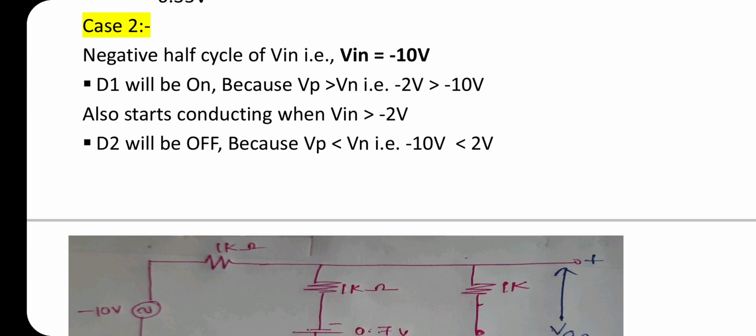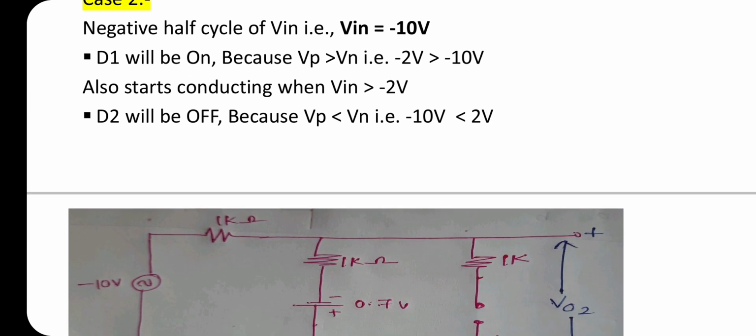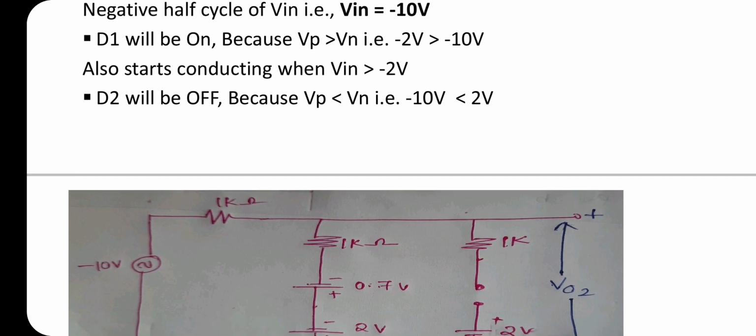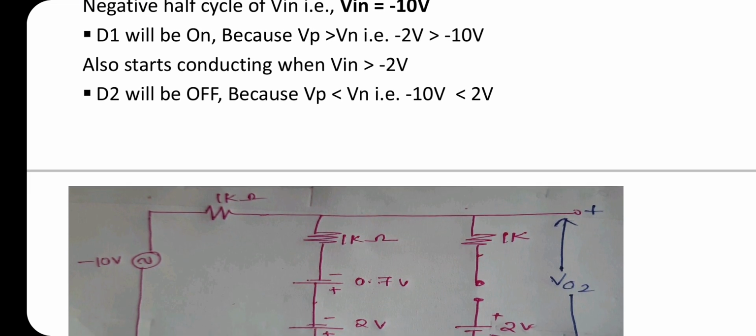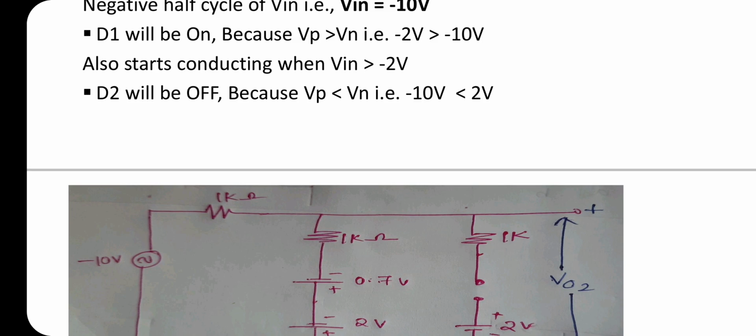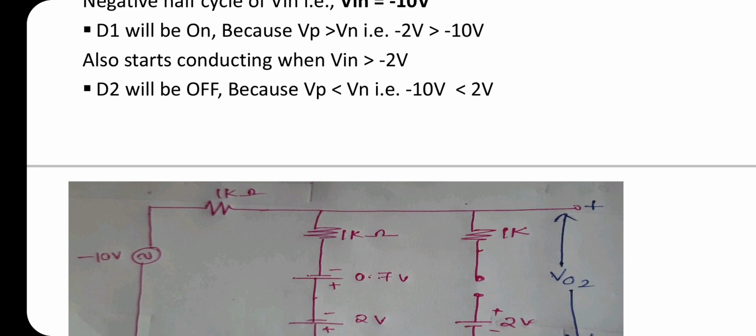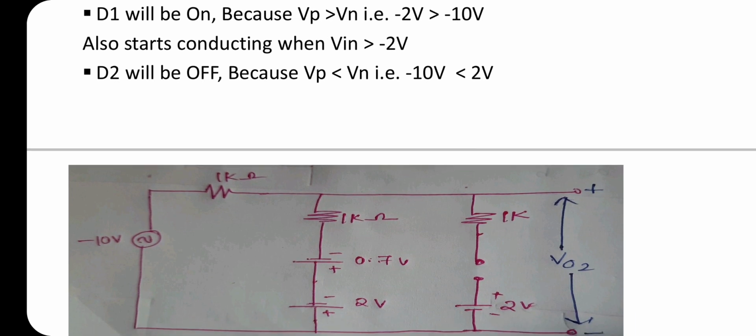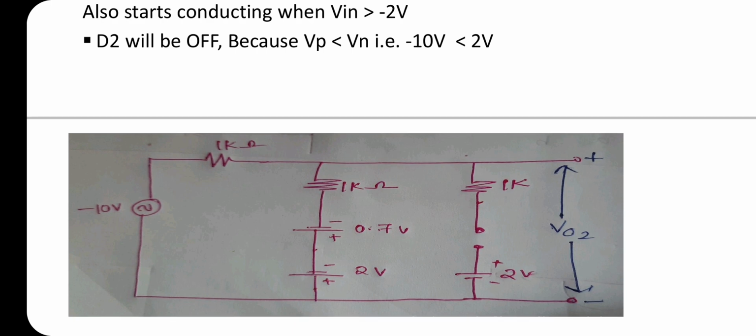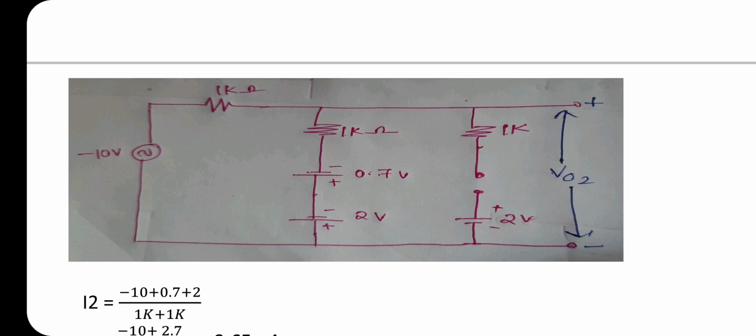Case 2. Negative half cycle of Vin, that is Vin equal to minus 10 volt. D1 will be on because Vp greater than Vn, that is minus 2 volt greater than minus 10 volt. D1 also starts conducting when Vin is less than minus 2 volt. D2 will be off because Vp less than Vn, that is minus 10 volt less than 2 volt.